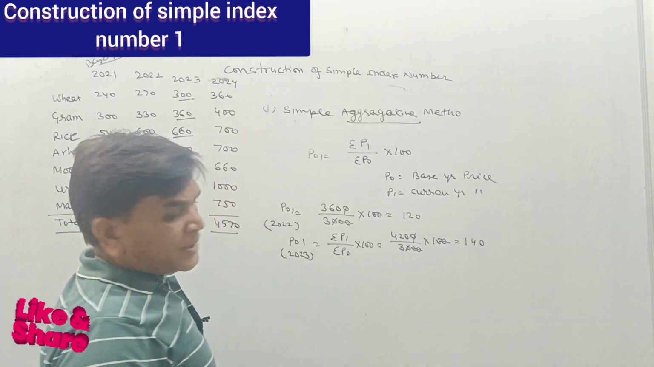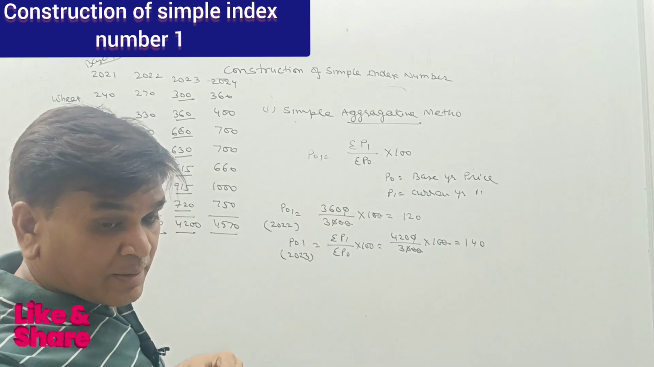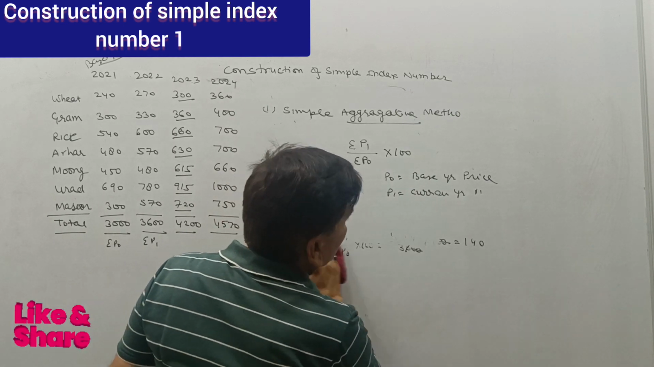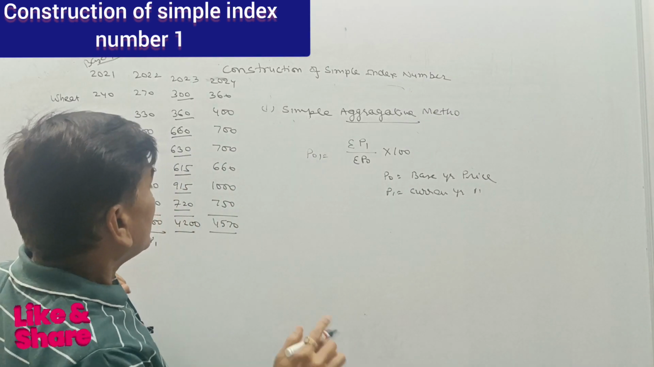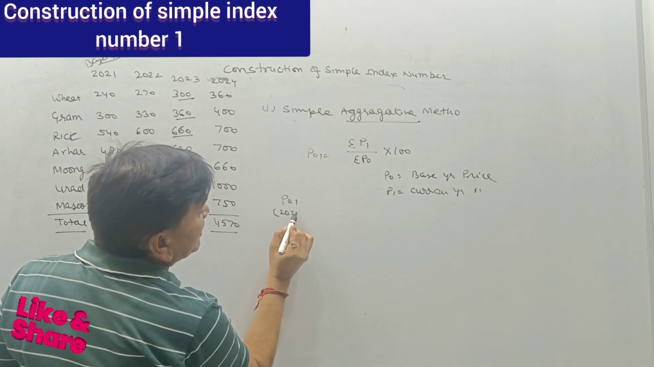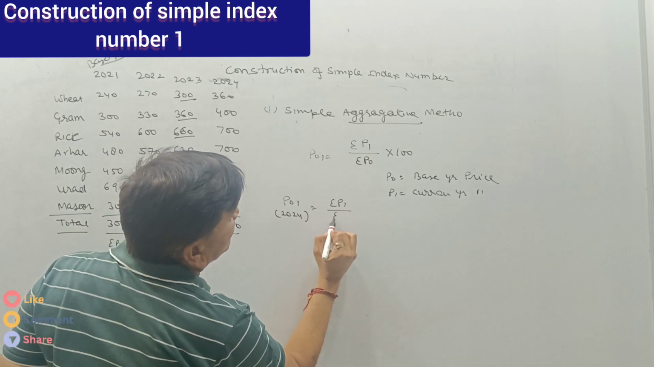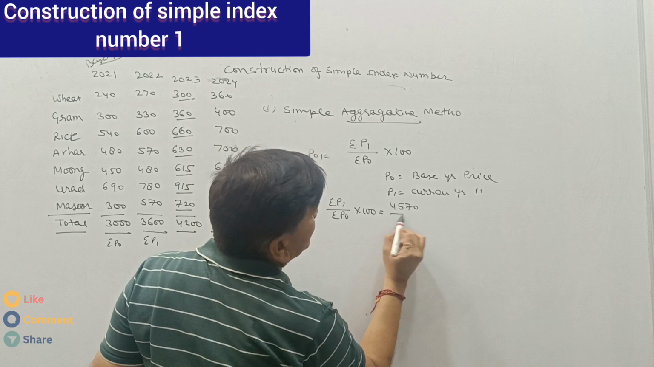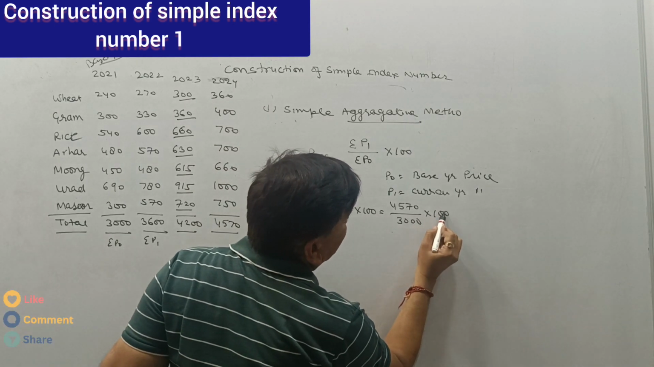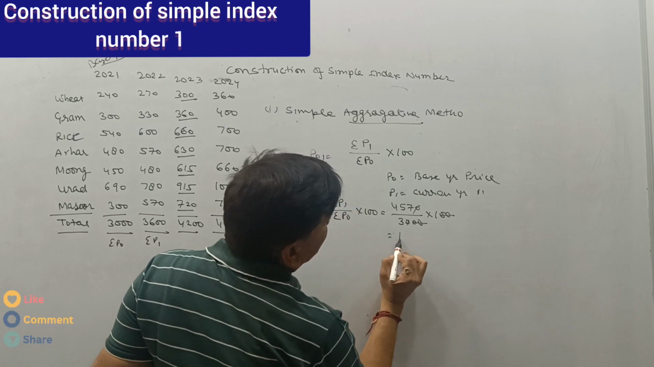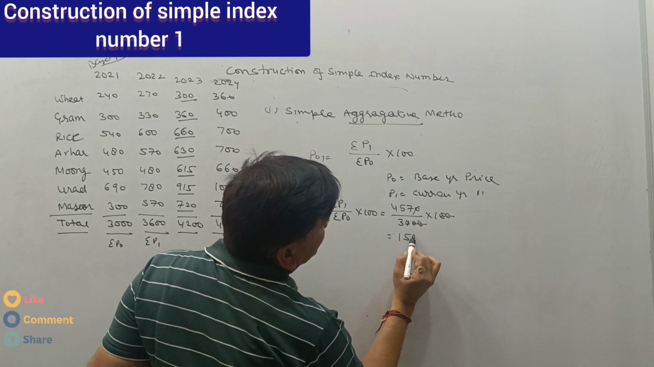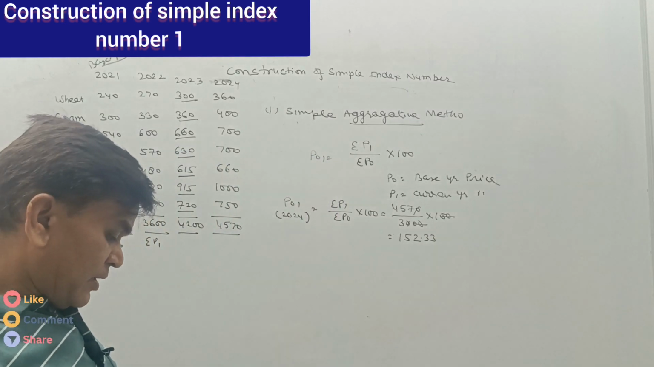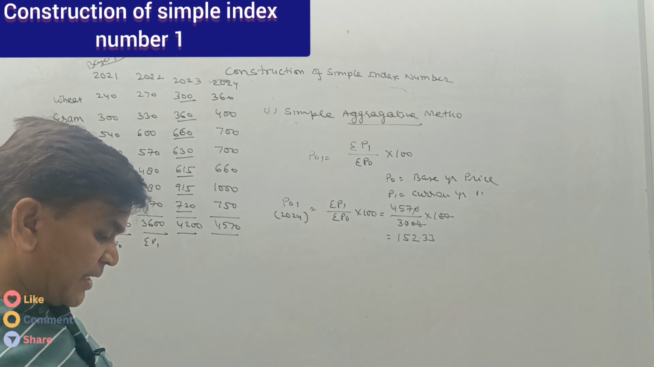For the earlier year we have already calculated, so I am deleting this. P01 for 2024 is sigma P1 divided by sigma P0 multiplied by 100. That is 4570 divided by 3000 multiplied by 100. The zeros cancel, 457 divided by 3, so that is 152.33.